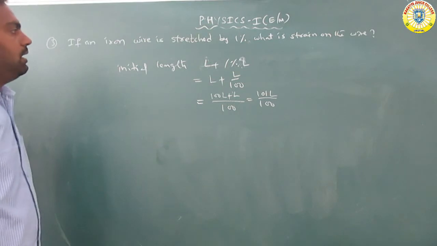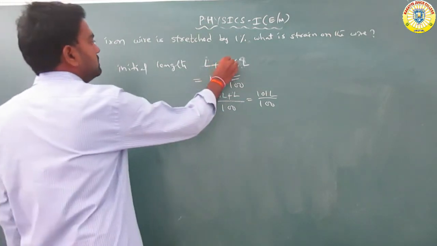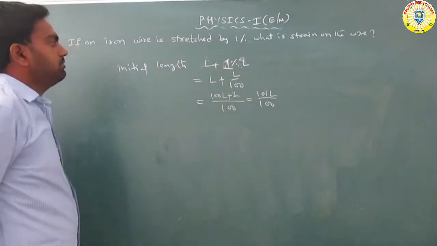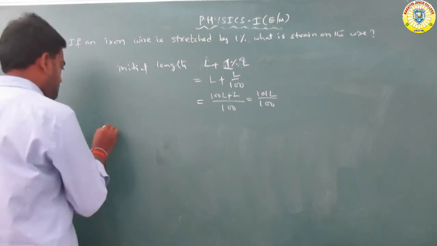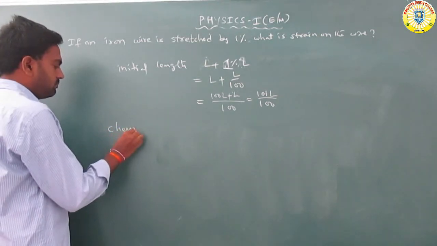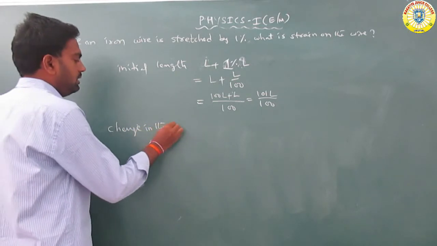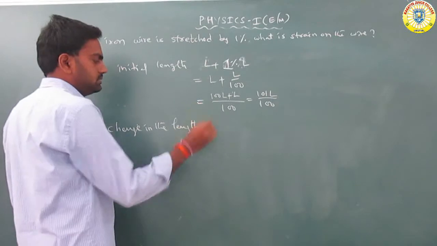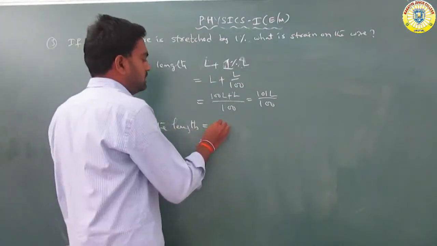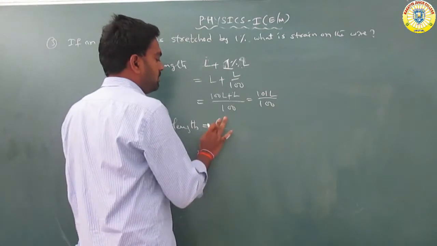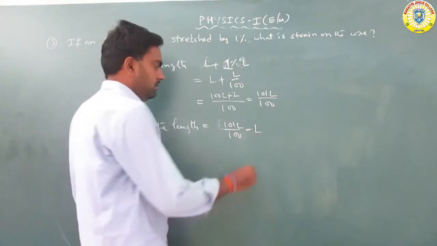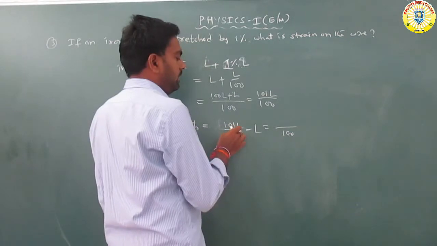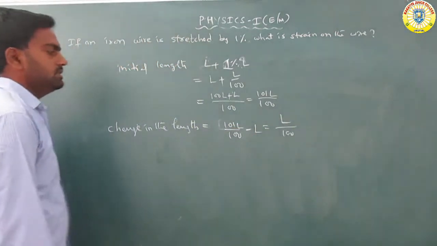So the initial length L plus 1% of L, where percentage means per 100, so L by 100, and taking the LCM gives 101 L by 100. First of all, we find the change in the length. The original length is L and the new length is 101 L by 100, so the change is 101 L by 100 minus L. Taking the LCM of 100, L by 100 is the change in the length.